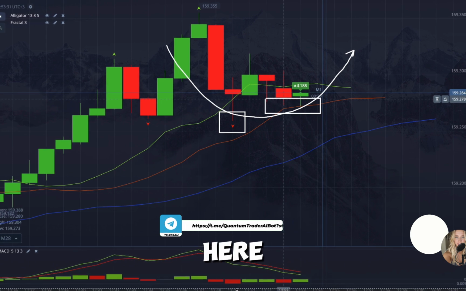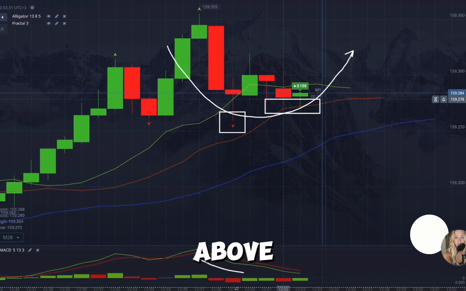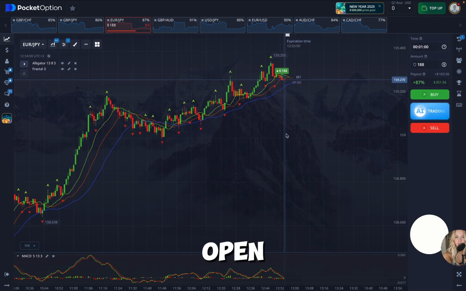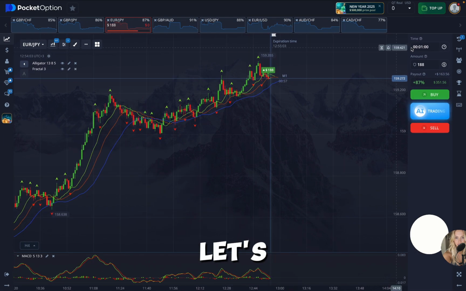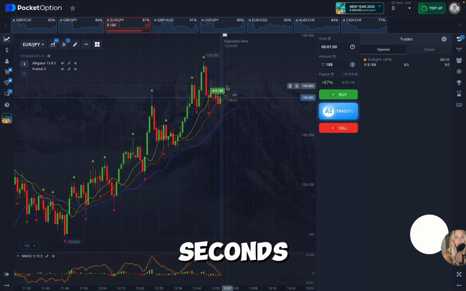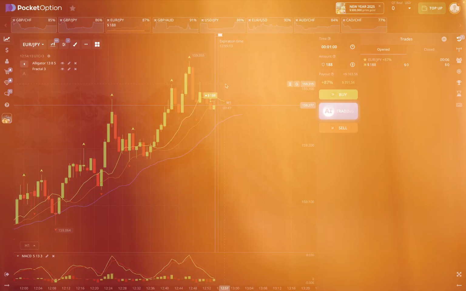We have a touch here. In general, the moving line is above the average value. We have a good uptrend, so we will open the deal for an increase. Let's look at the result of our second position, approximately 10 seconds until the transaction is completed.